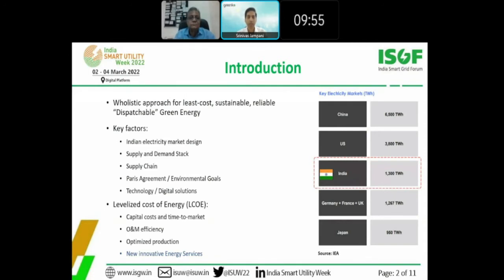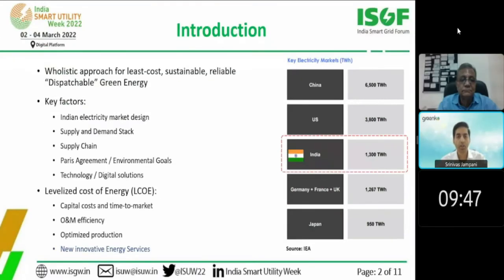And I plan to share my views on some of the key components of a holistic framework. We talked about some of the details and how storage is a key enabler. Dr. Valvarkar had shed light on a lot of elements. But in order to look at this in a holistic manner, and optimize the levelized cost of green energy, I'd like to talk about some of the key components.